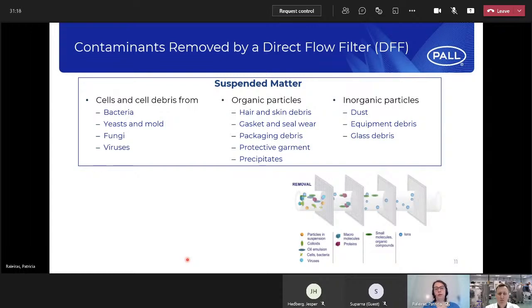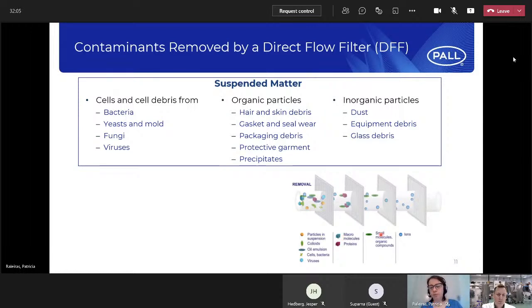So if we look at how direct flow filters work, what do they actually remove? They remove suspended matter. So anything that is big enough to be retained by a direct filter, such as bacteria, yeasts, debris from bacteria, viruses, but also organic and inorganic particles like debris from equipment, from gaskets, from O-rings, from packaging, from your own clothes, even if it's protective clothes. Any sort of precipitates, aggregates that can form during time. So that is easily removed with the direct flow filter.